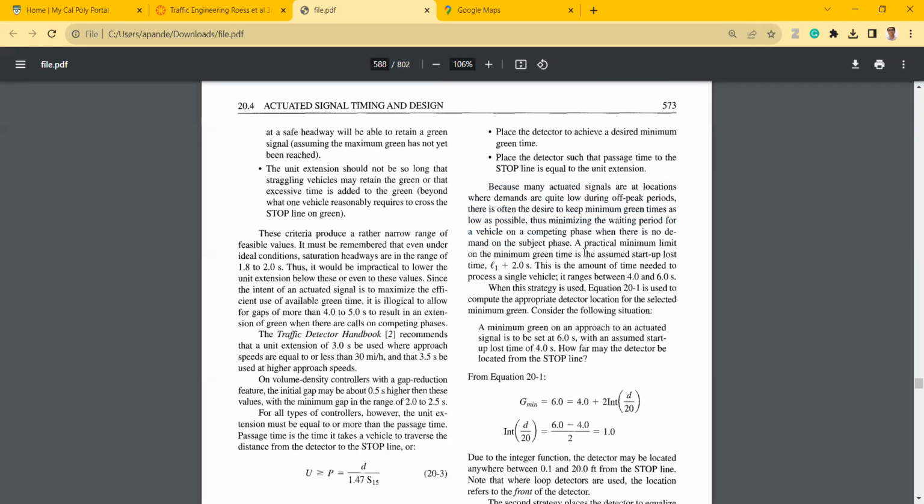A practical minimum limit on minimum green time is the assumed startup loss time, 2 seconds, right? So we want L1 plus 2 seconds, right? Because this is the amount of time needed to process a single vehicle, which ranges between 4 to 6 seconds, depending upon what your loss time might be.